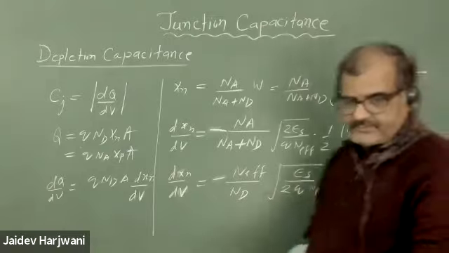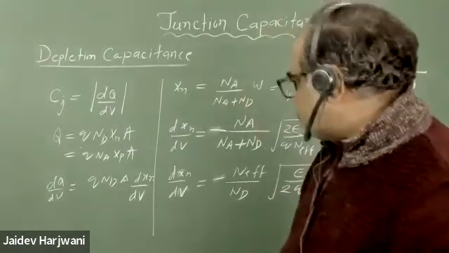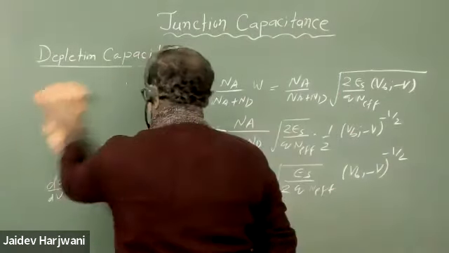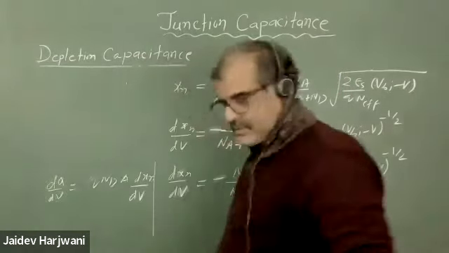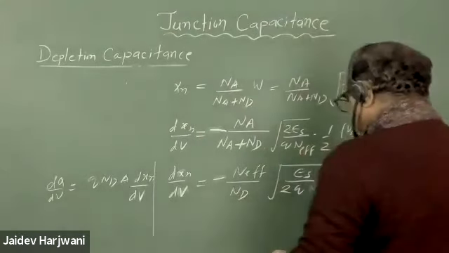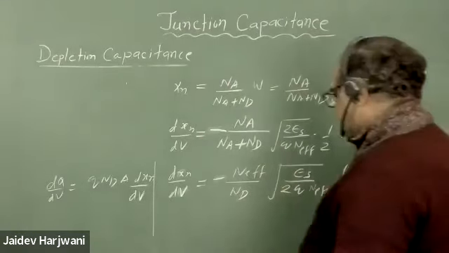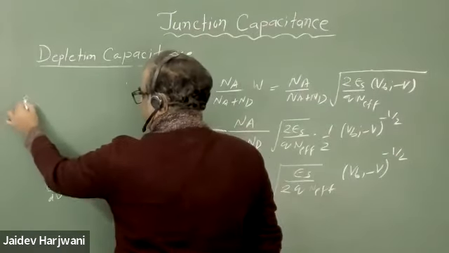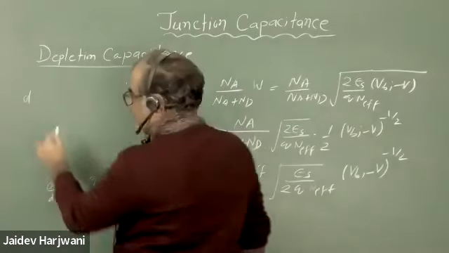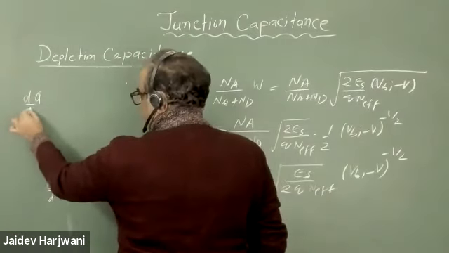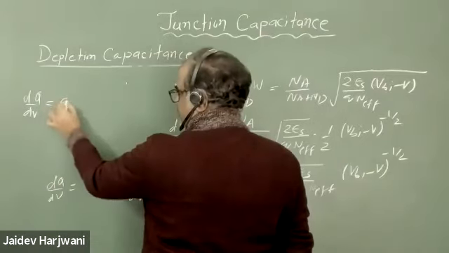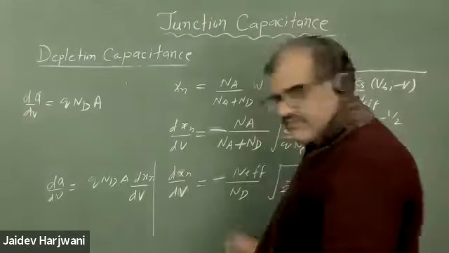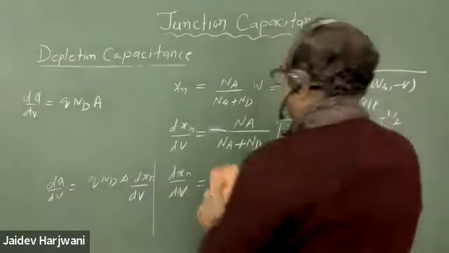Now just a little bit more calculation, then we can get the expression for capacitance. So now I can cancel out this N effective. If I cancel out N effective, what will I get? I can write directly dQ by dV. dQ by dV is equal to what? q Nd A, if I put the value of dx_n by dV here, so what can I write?